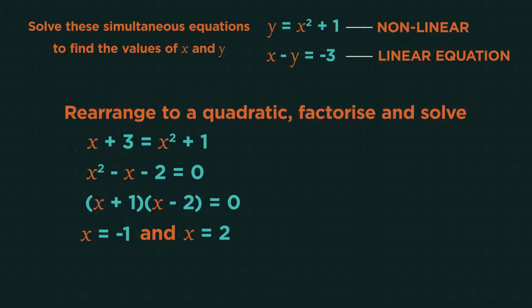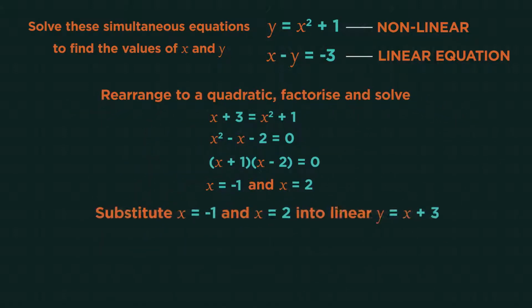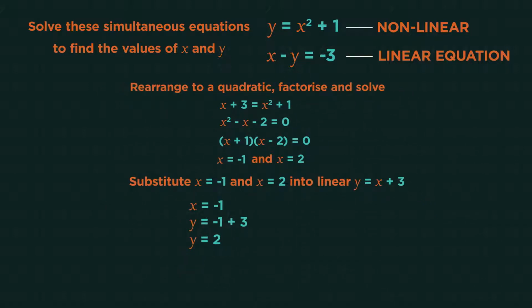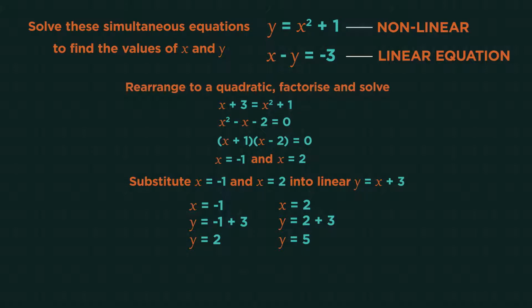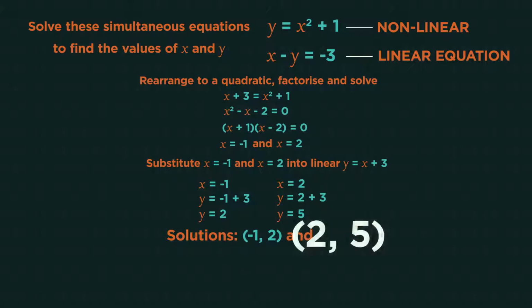Because we have two x values, we need two y values. Substitute the x values into the linear y equals equation. So when x is -1, y is 2. And when x is 2, y is 5. So the solutions are -1, 2 and 2, 5.